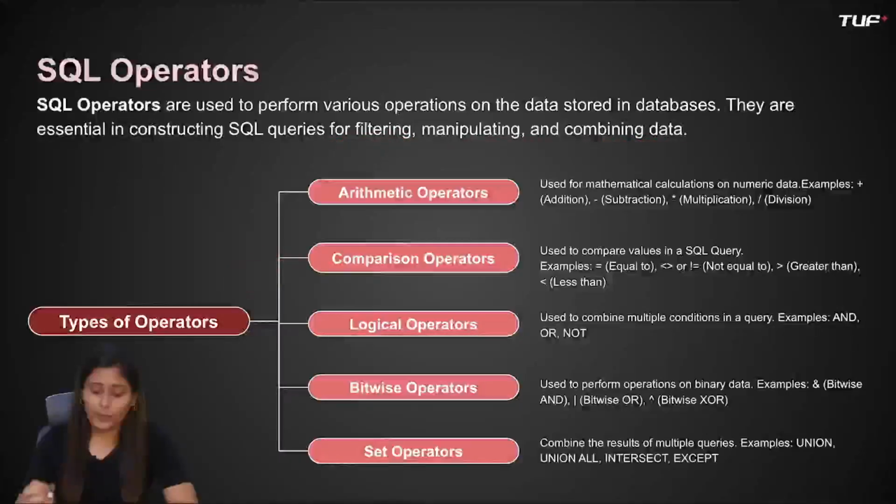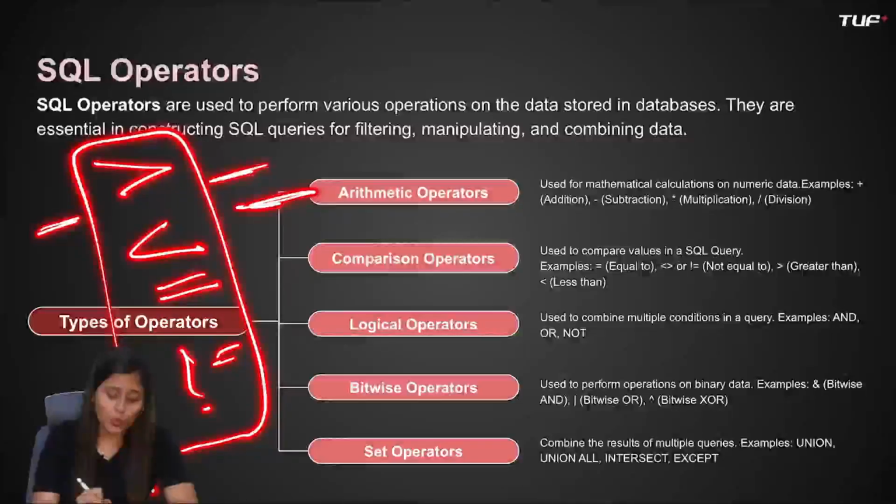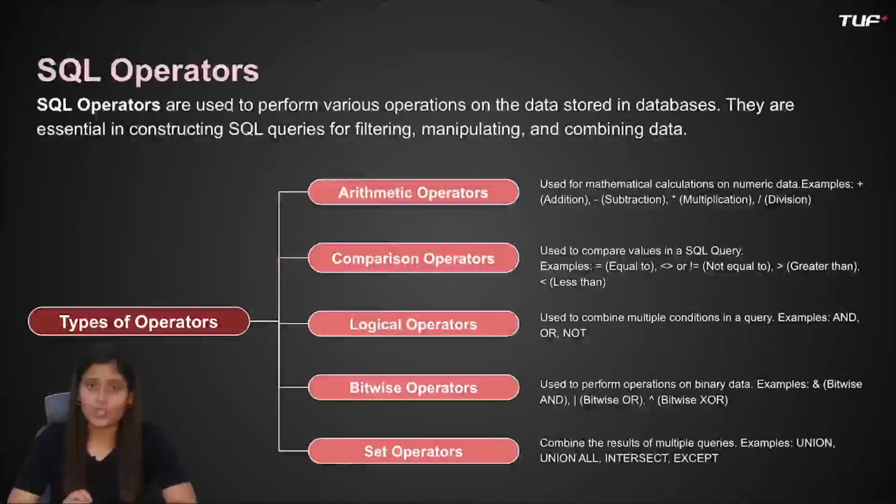Second is comparison operators. So comparison basically is when we compare two different types of data: greater than, less than or equal to, not equal to. These types of operators, when we use them to compare two data values in the database, we will be using comparison operators. Third is logical operators. So logical is basically where we will be using the AND, OR, NOT operators.